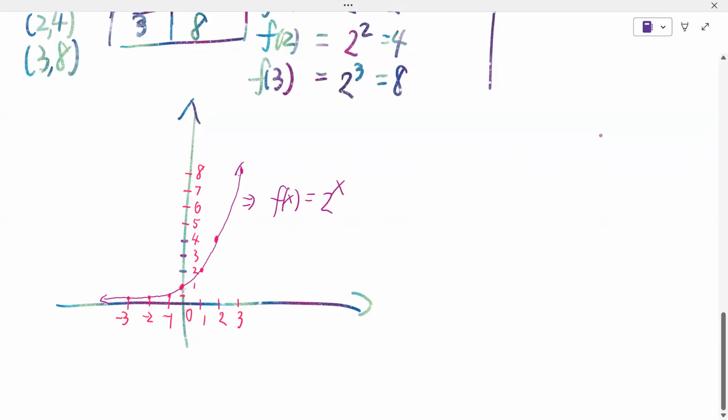So any questions so far? We're talking about an exponential function with a base of 2. Question?